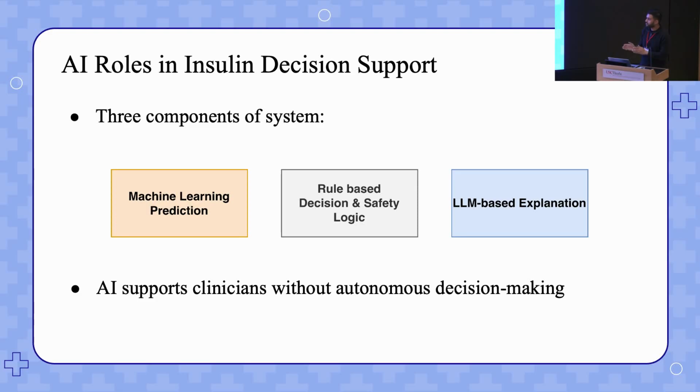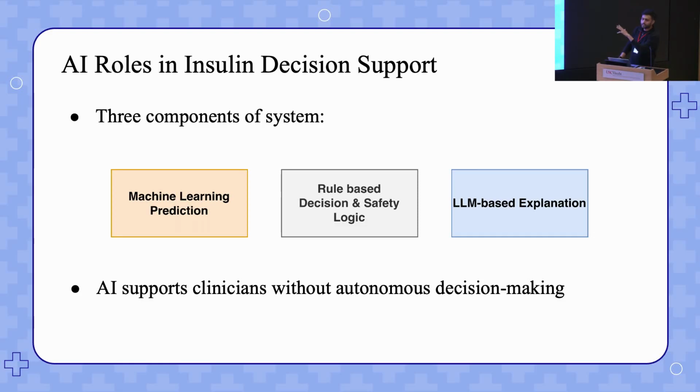We propose this system, which has three main components. Machine learning will give a short-term glucose prediction. Based on that predicted glucose, we will give a recommendation of how much insulin will be required. And in the final layer, we will explain that recommendation using a large language model, which will use retrieval augmented generation. And throughout all three modules, we keep this in mind: we will only give a recommendation, but the final decision is always made by the patient himself or herself.